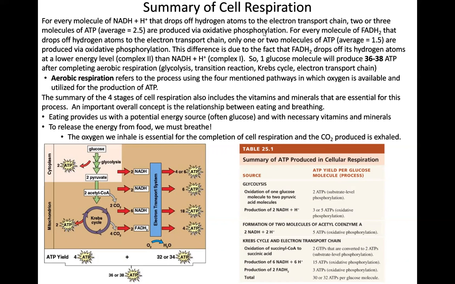You might be wondering, why is it not a set number? I'll explain that here in a second. For every molecule of FADH2 that drops off hydrogen atoms to the electron transport chain, only 1 or 2 molecules of ATP, for an average of 1.5, are produced via oxidative phosphorylation. And this is because FADH2 drops off its hydrogen atoms at a lower energy level, complex 2, than NADH plus H plus, which is complex 1.